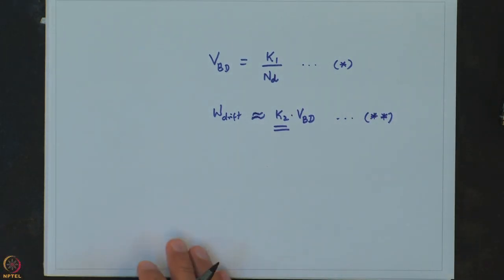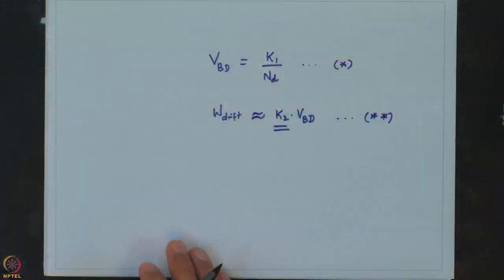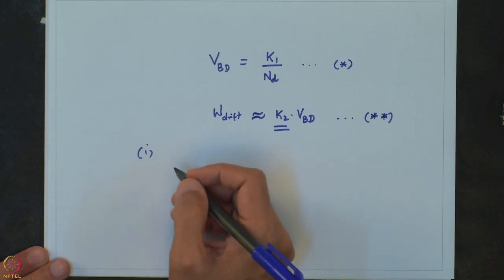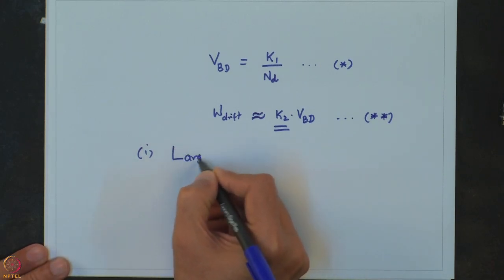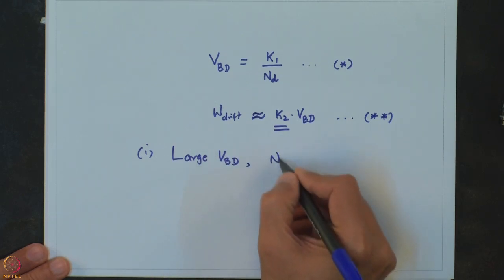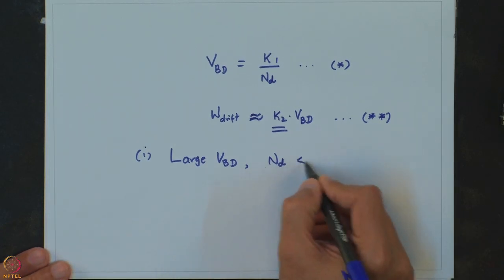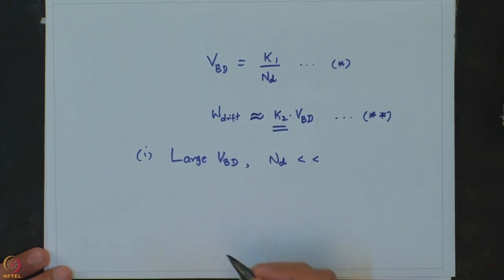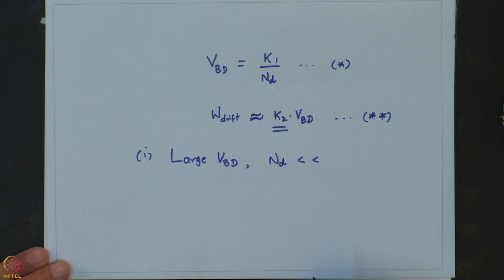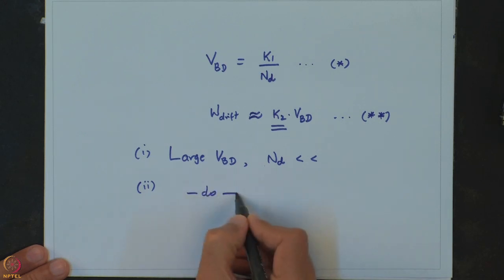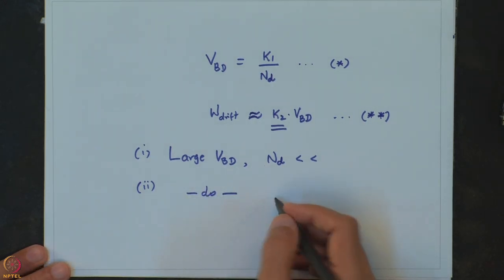Now, what are the conclusions that we can draw from these two equations, star and double star? One of them is a very important observation: if we need a large voltage breakdown capability, so large VBD, it means that the density of the donor atoms must be as small as possible as per the equation star, which means that we need our N layer to be lightly doped.